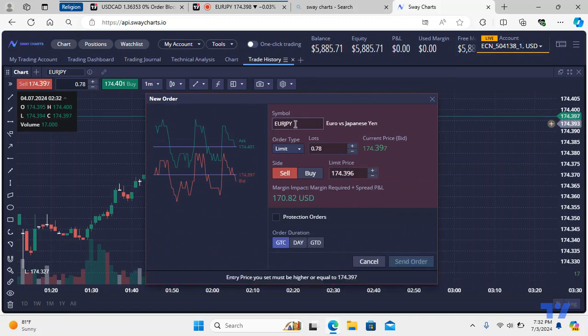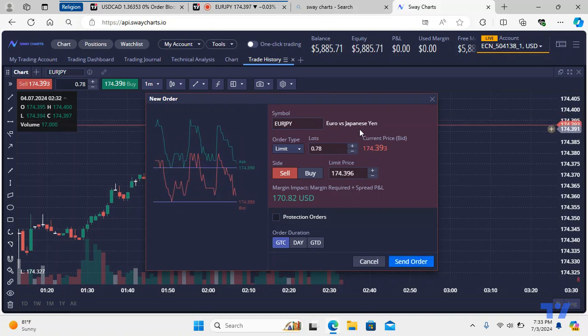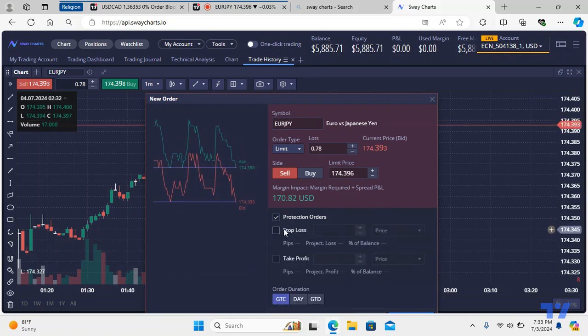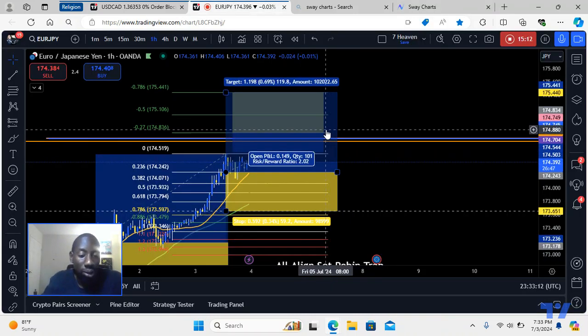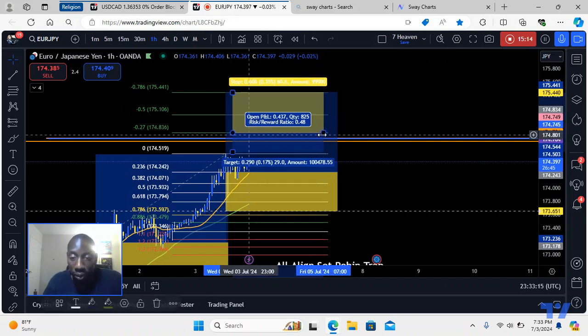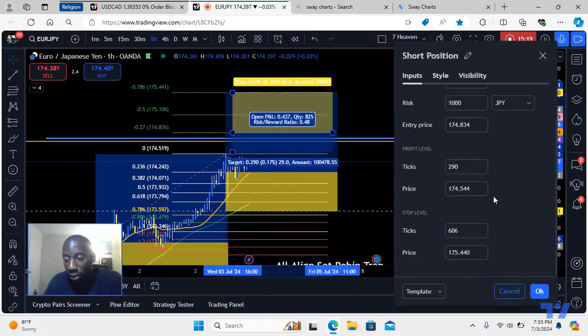We got to get our stop loss and profit. All right. So we don't have our protection orders. I want to do this the right way. So we're actually playing this trade right on this YouTube video. So this is our entry. This is our target, and this is our stop loss.